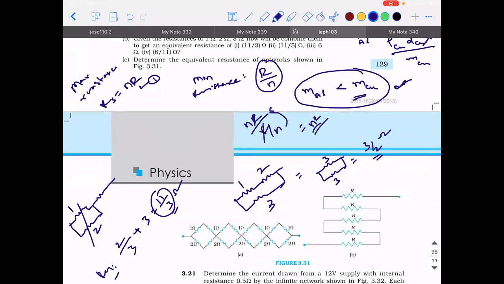So 1 and 2 should be connected in parallel and 3 should be connected in series with that parallel combination to get 11 by 3. Okay. So you need not sit and do this whole calculation. What you can do is observe the denominator.